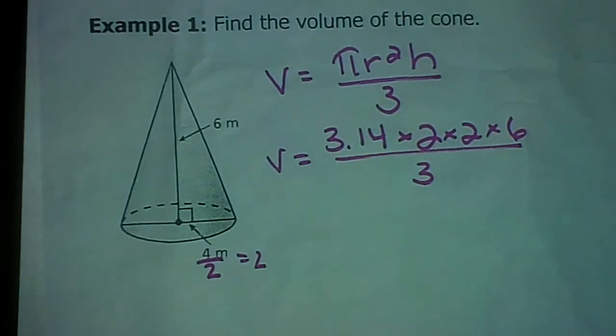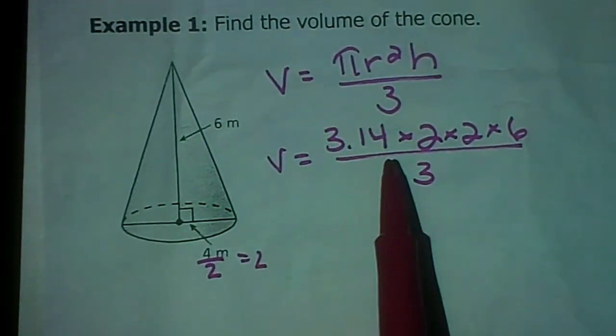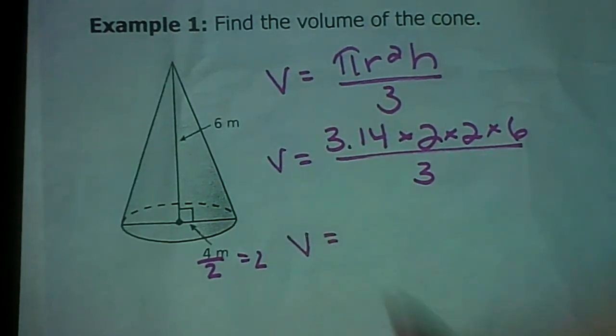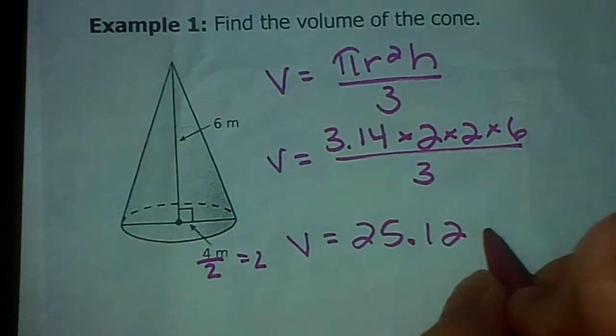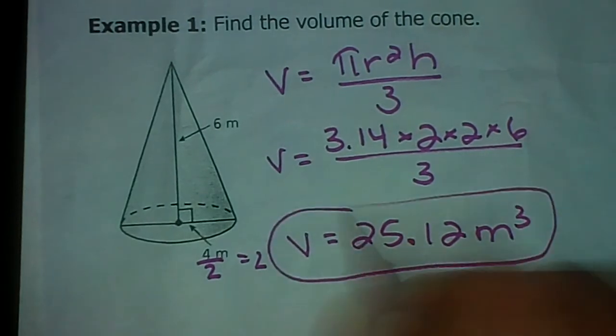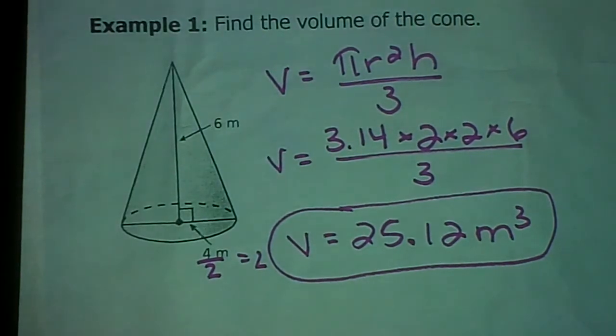So take your handy dandy calculator. You would type in 3.14 times 2 times 2 times 6. You want to divide that all by 3. And hopefully you got 25.12. And again, it's still volume, so we're measuring meters cubed. And I didn't tell you to round to anything specifically, so it actually comes out to that, which I'm sure you know because you just typed it in your calculator and didn't wait for me to write it down.